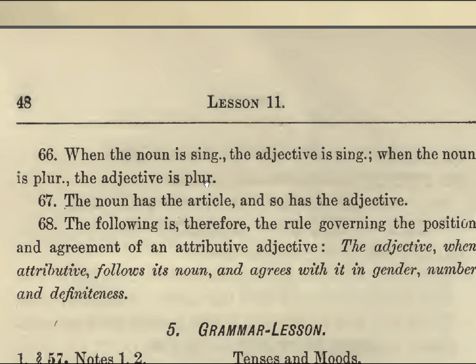When the noun is singular, the adjective is singular. When the noun is plural, the adjective is plural. If the noun has an article, ha, the adjective has the article. So the following is the rule governing the position and the agreement of an attributive adjective. That's one that's describing. The adjective, when attributive, follows its noun and agrees with it in gender, number, and in definiteness, as in whether it has the article or not.